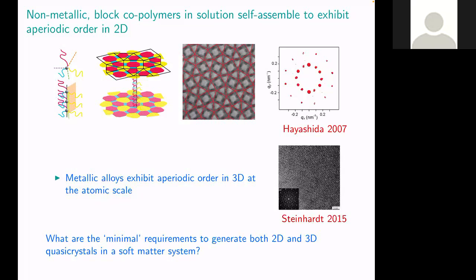So what are the minimal requirements to generate both 2D quasicrystals or 2D quasi-patterns? And by that, what we mean is things like the picture above, and 3D, so in bulk. Can we create them from a simple PDE model of a soft matter? That's what we're trying to do.